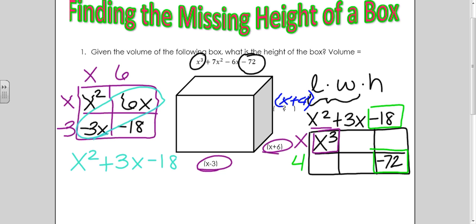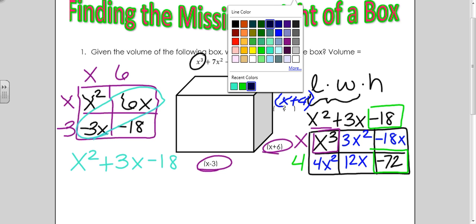You can always go back and check. Now that we have our stuff, we can say, well, x times 3x is 3x squared. X times negative 18 is negative 18x. 4 times x squared is 4x squared. And 4 times 3 is 12x. And then pull out the information that you know.